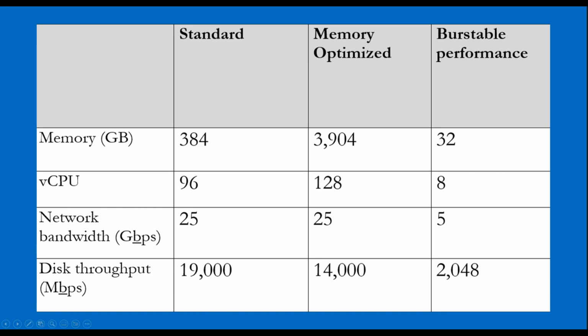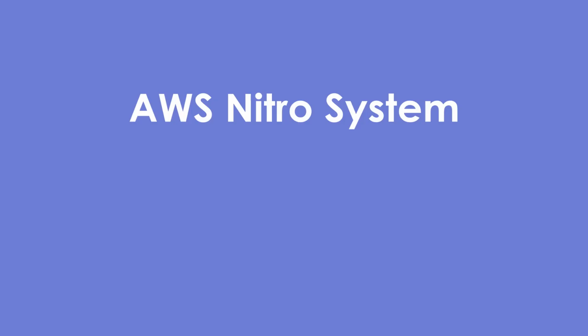The db.t3, db.m5, which was in the standard class, and db.r5, which was memory optimized, those classes are based on the AWS Nitro system, accounting for significantly improved performance over older generation instance classes. Note that disk reads and writes count against the maximum disk throughput on these instance classes.